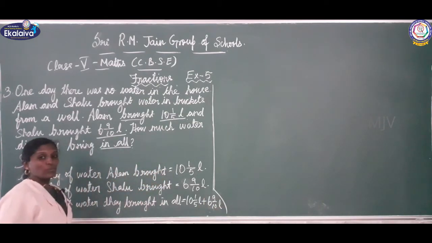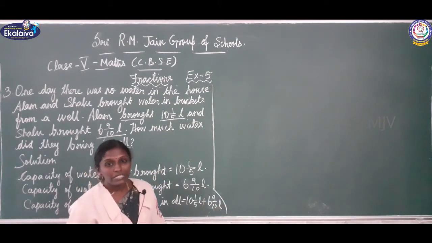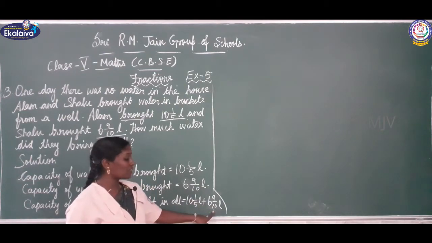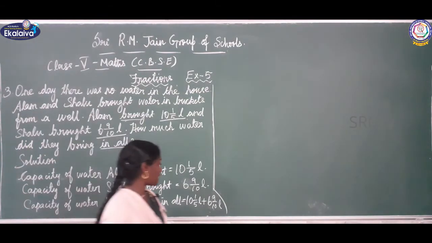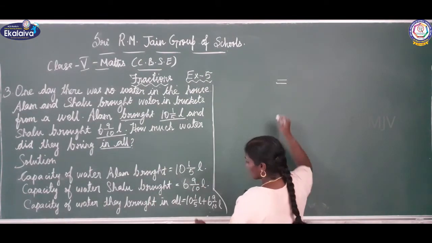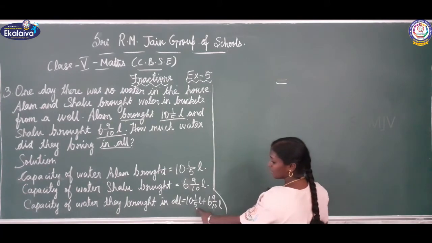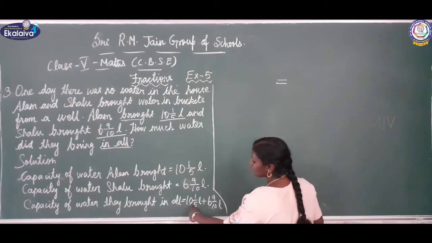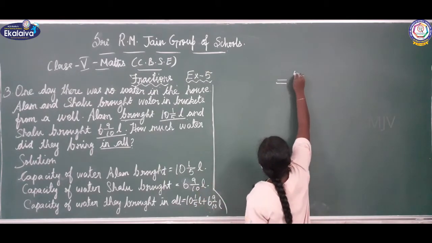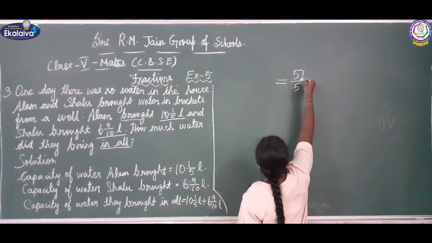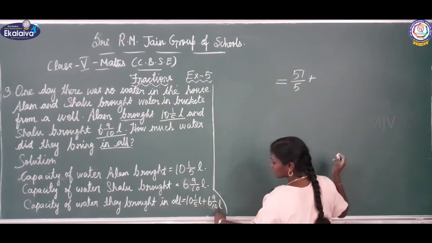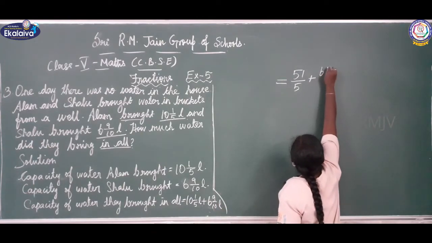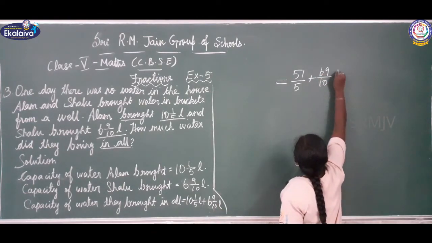Okay. Now we are going to add these two mixed fractions. What is the first step we have to do? We have to convert the mixed fractions into improper fractions. The first fraction will come as, here we have to multiply the denominator and the whole number part. Then we have to add the numerator. 5 tens are 50, 50 plus 1, 51, and the same denominator 5, plus the second fraction. Here 6 tens are 60, 60 plus 9, 69, 69 by 10 liter.